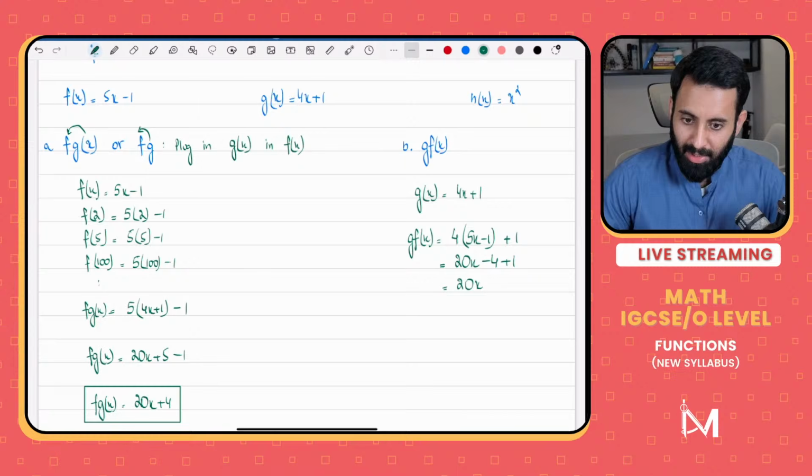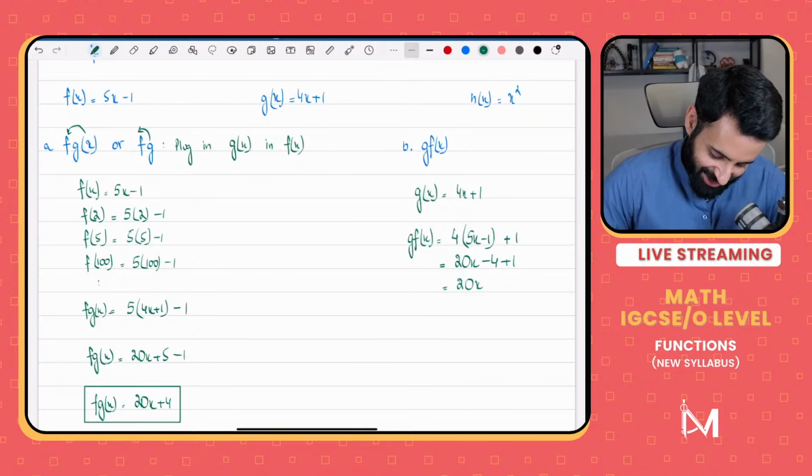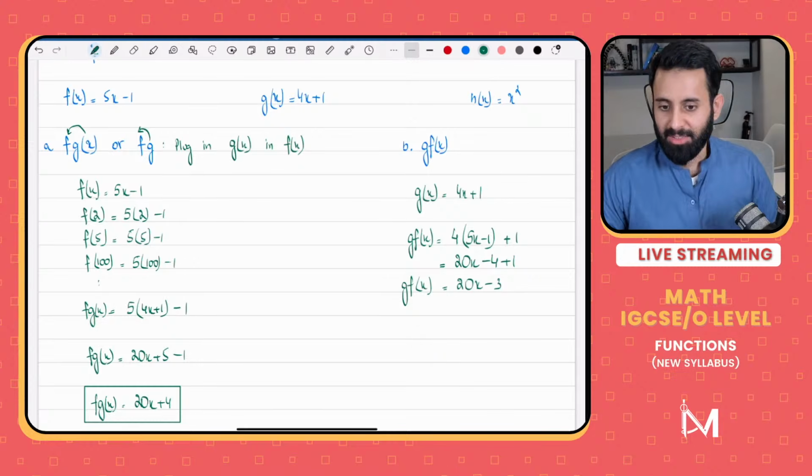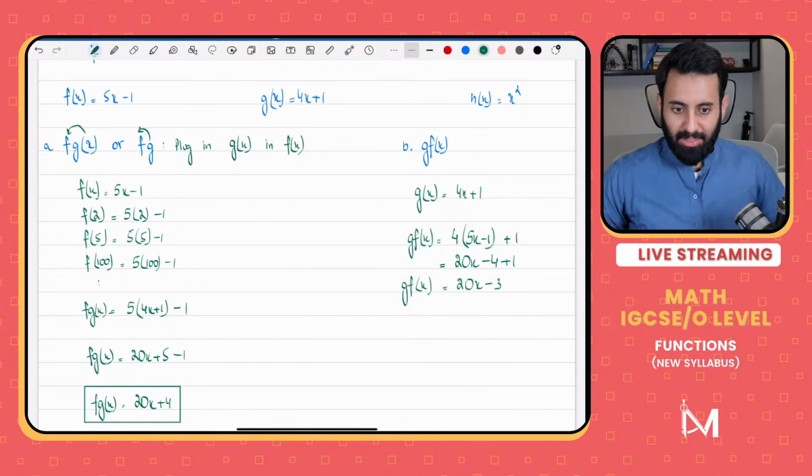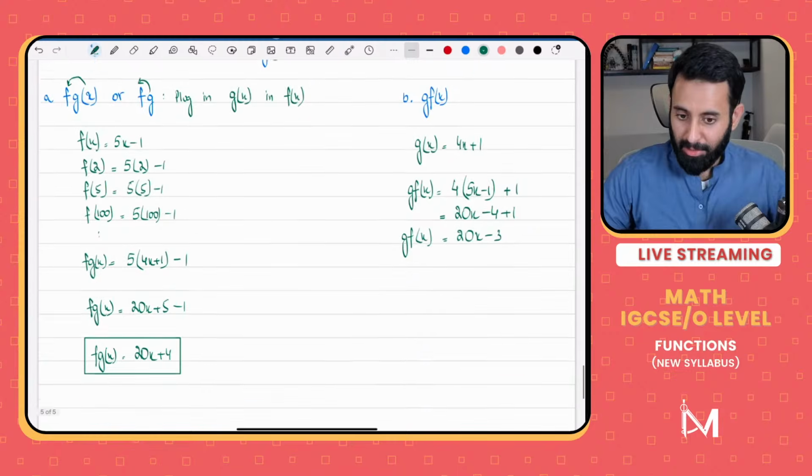It's fine now. So 20x minus 3 is the final answer. g of f of x equals 20x minus 3. Okay? So that is basically the idea of composite functions.